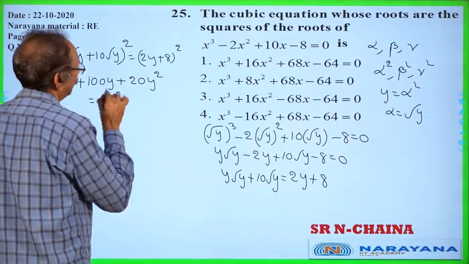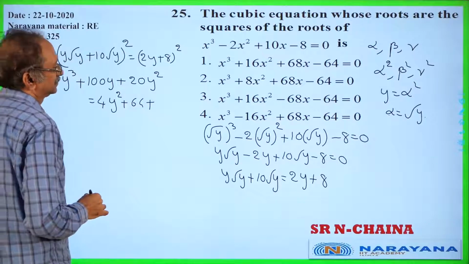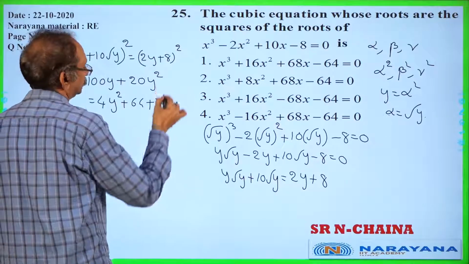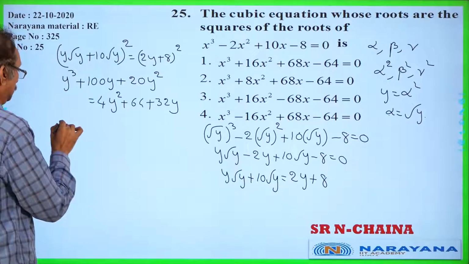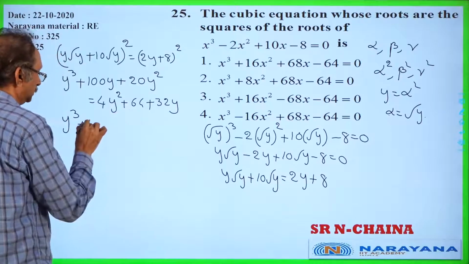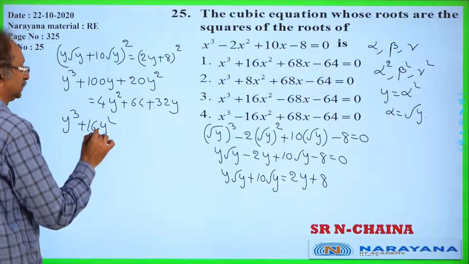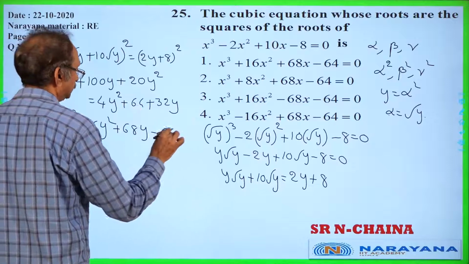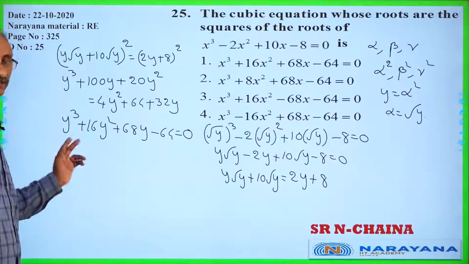So 4y square plus 64 plus 32y. See, 8 times 4 is 32, 16 times 2 is 32y. And therefore, you have to simplify this. y cube, 20 minus 4, that is 16y square, 100 minus 32, that is plus 68y, minus 64 is equal to 0. And you have to replace y with x.